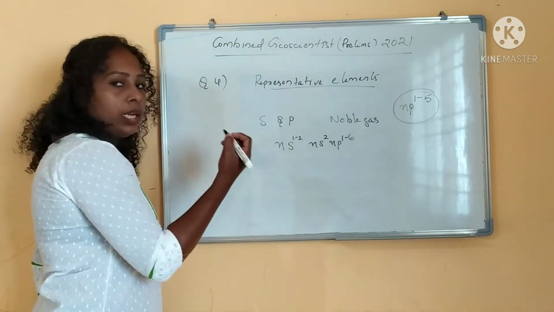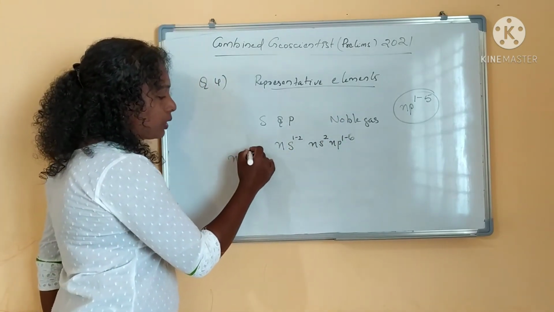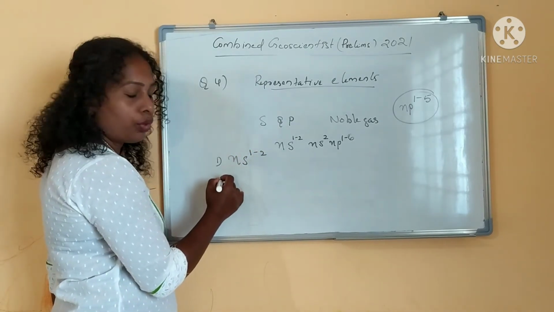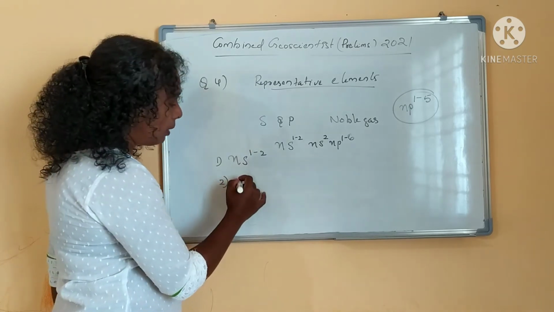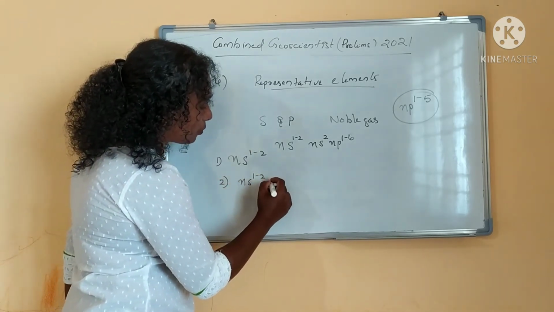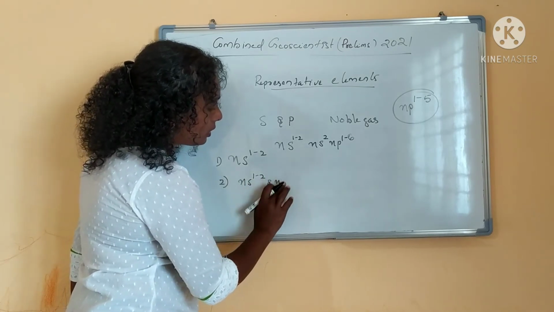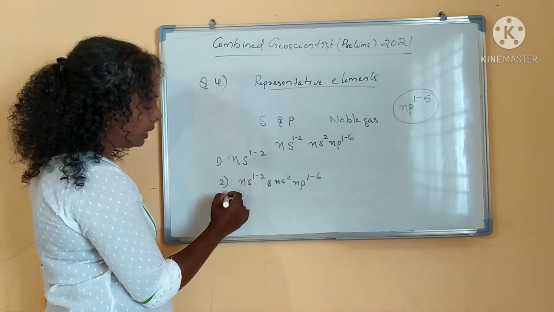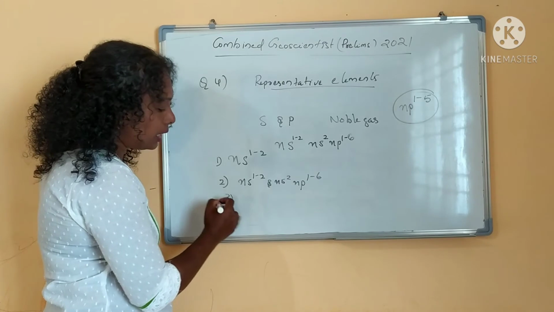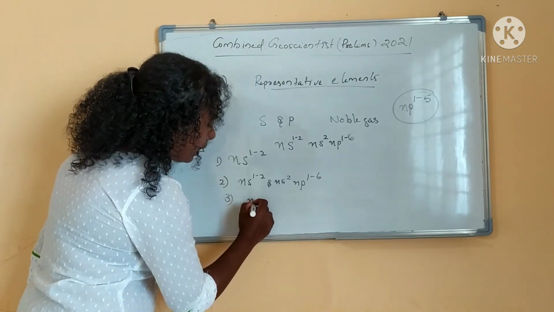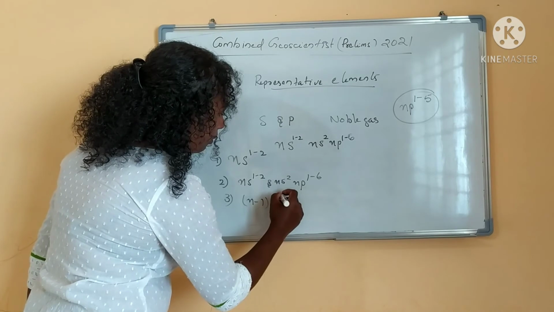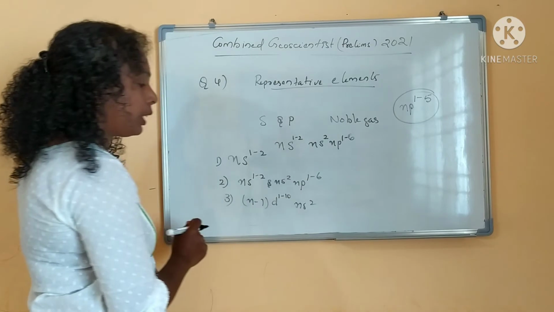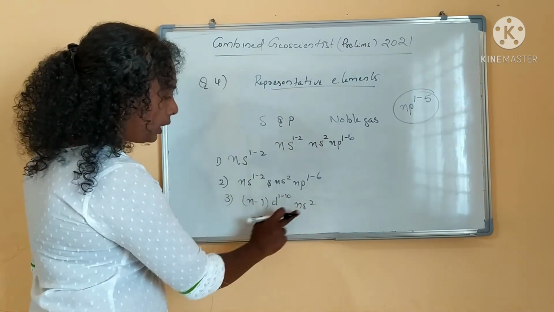And what is the electronic configuration for the s group? It is ns1 to 2, for alkali metals and alkaline earth metals. For main group elements, it is ns1 to 2 and ns2 np1 to 6. And for the d block elements, the electronic configuration is (n-1)d1 to 10 ns2.